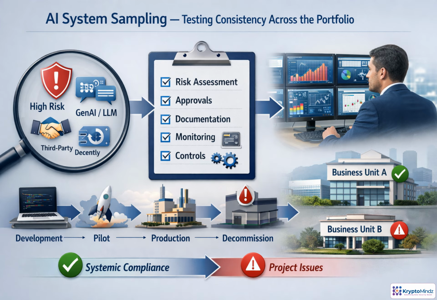Look for the pattern. One failed file may be a project issue. Repeated gaps across units or technologies point to a systemic weakness in the AIMS.